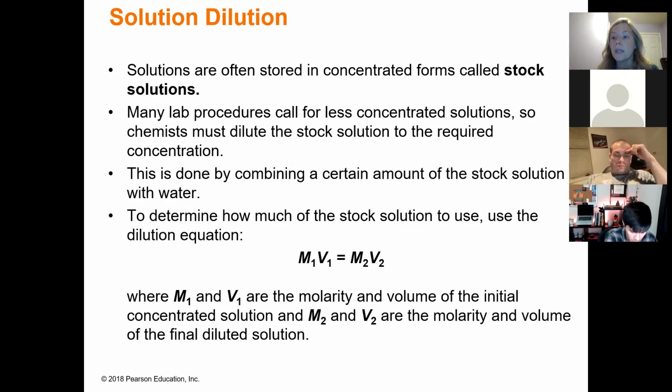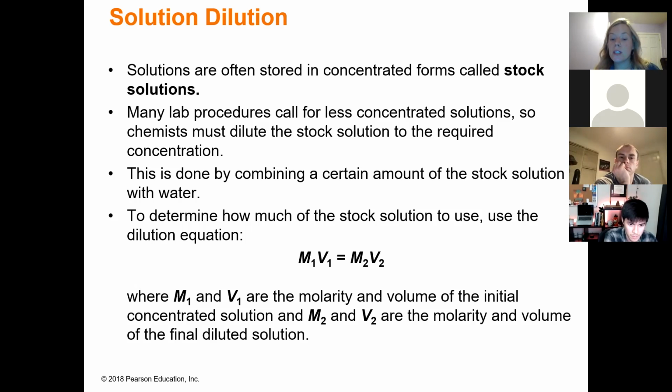Instead, we order one really concentrated solution, like maybe 20 molar hydrochloric acid solution. And then if we're going to run a lab and I only need something with 2 molar or 3 molar, I'm going to take that concentrated solution and dilute it. Just like when you get concentrated orange juice in that frozen can, and then you dilute it with 3 cans of water. You're cutting the concentration down by increasing the volume.